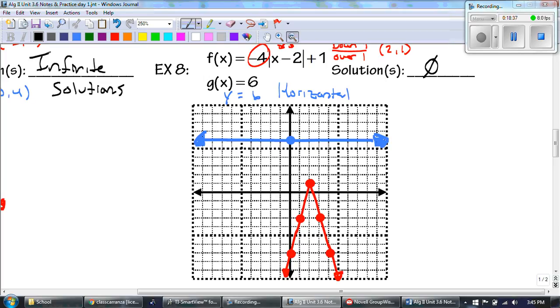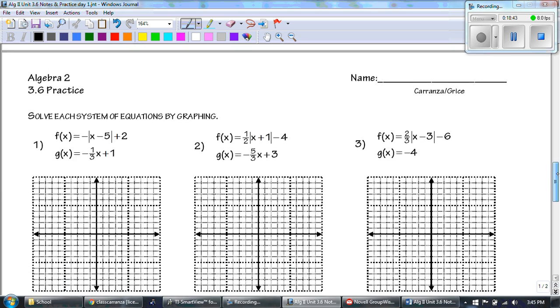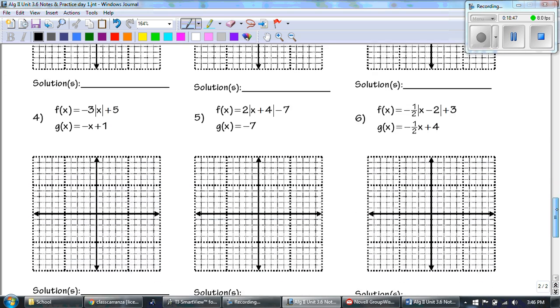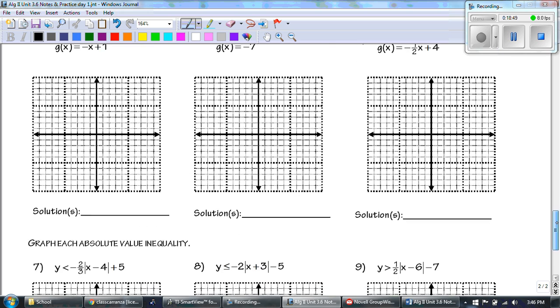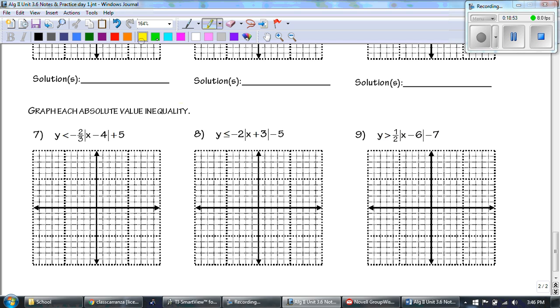Okay. Well, that's it for today's notes. Now, your homework is 3.6 practice. Just make sure to pay attention which one's the absolute value, which one's the linear, and then at the bottom, we've got a review of the inequalities.